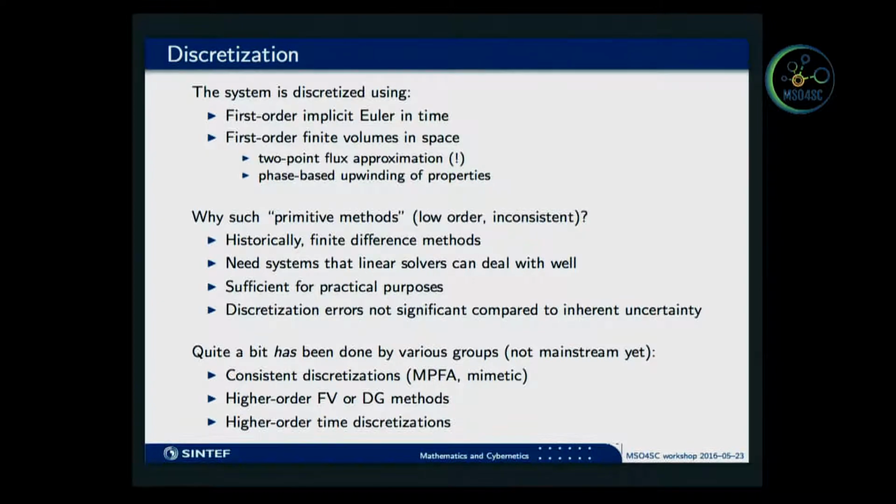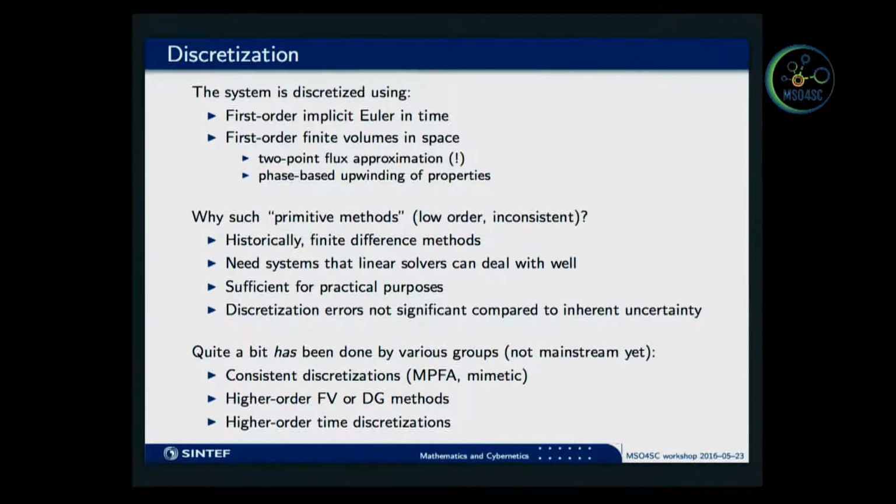And discretization errors are often not significant compared to the inherent uncertainty given by the fact that you don't know the domain. You don't really know it. You have some idea about the properties, but you don't really know them to any precise degree. But quite a bit has been done.